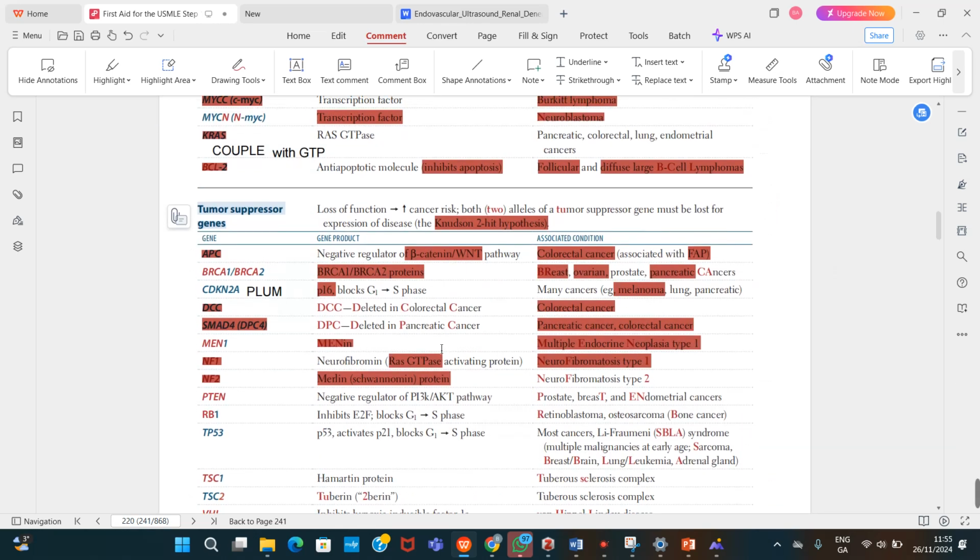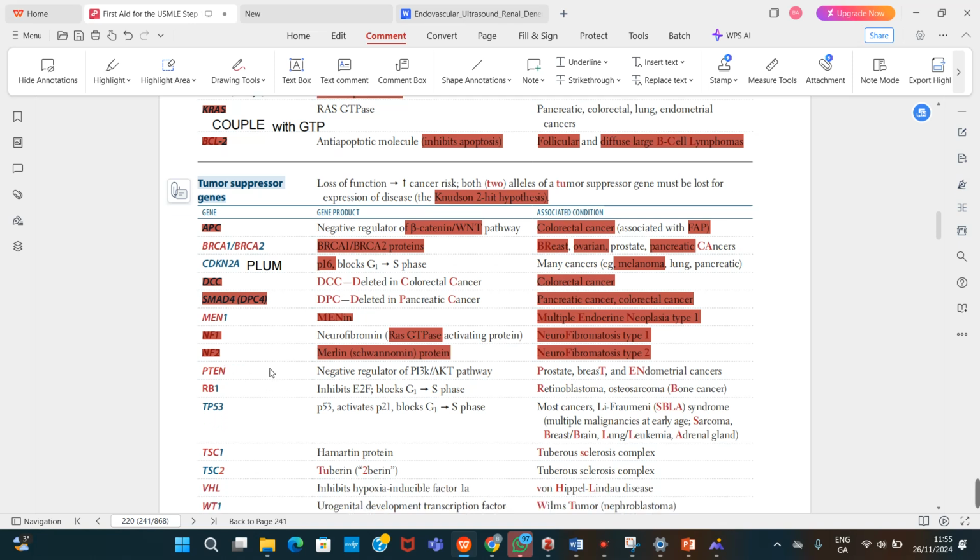Merlin allows for E-cadherin to function. So if there's a loss of function of Merlin, E-cadherin cannot function. There will be loss of contact inhibition, leading to what? Malignancy, like NF2. Do you understand the difference between NF1 and NF2? Yes. So NF2 codes for Merlin or schwannomin, not fibromin, but schwannomin.